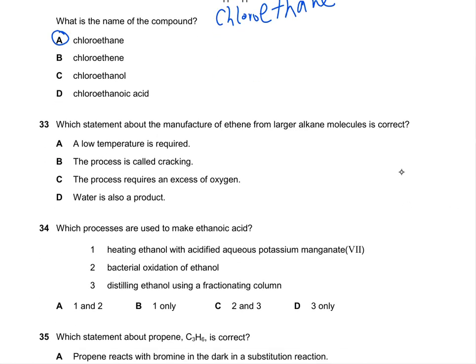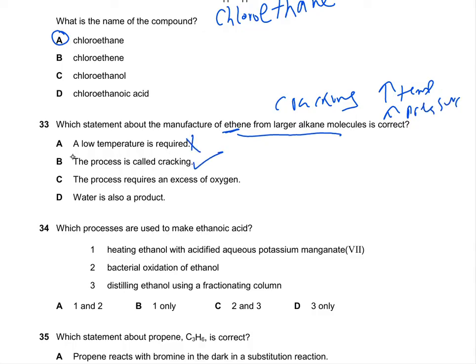Which statement about the manufacture of ethene from large alkane molecules is correct? Of course, ethene is produced from large alkane molecules by cracking. Cracking needs high temperature, high pressure and some catalyst. A low temperature is required? No. The process is called cracking? Yes, that's true. The process requires an excess of oxygen? No. Water is also a product? No. The products are short chain alkanes and an alkene. So there is no water as a product. So it's B. The process is called cracking.